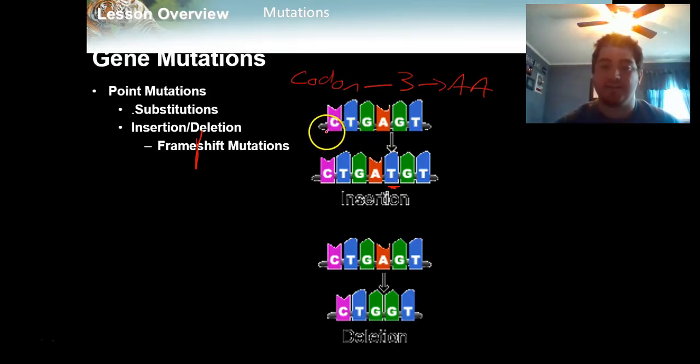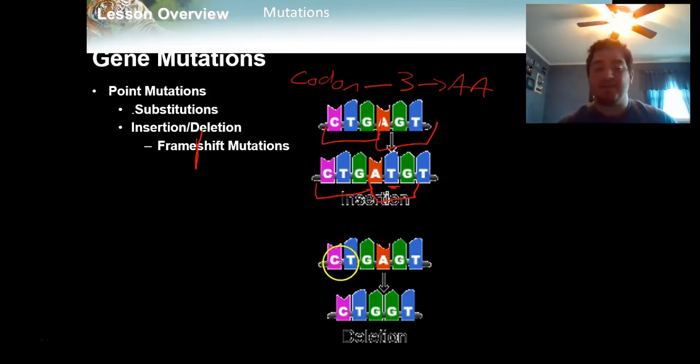Our first codon is CTG, okay? Our second one would be AGT, right? They code for 2 totally different amino acids. But let's say we inserted that letter T, right? Now our first codon is CTG. The second one is now ATG, right? Which is different than AGT.